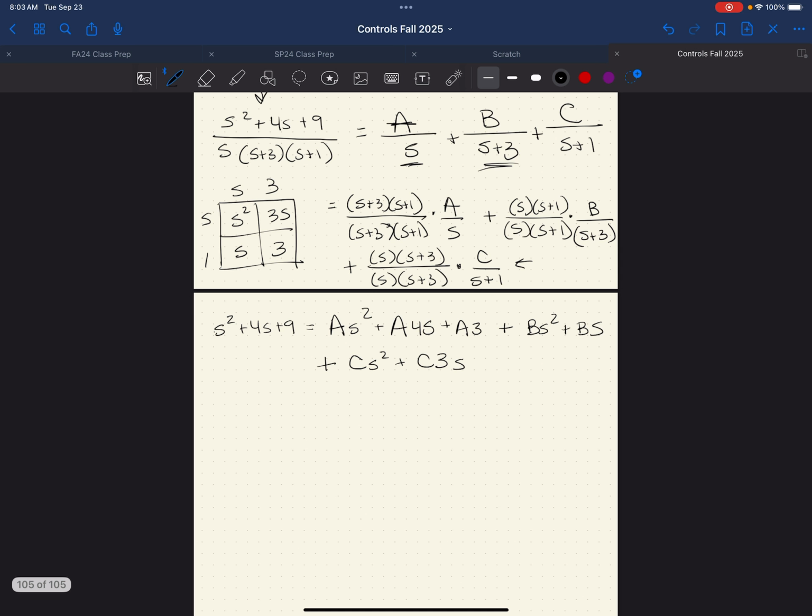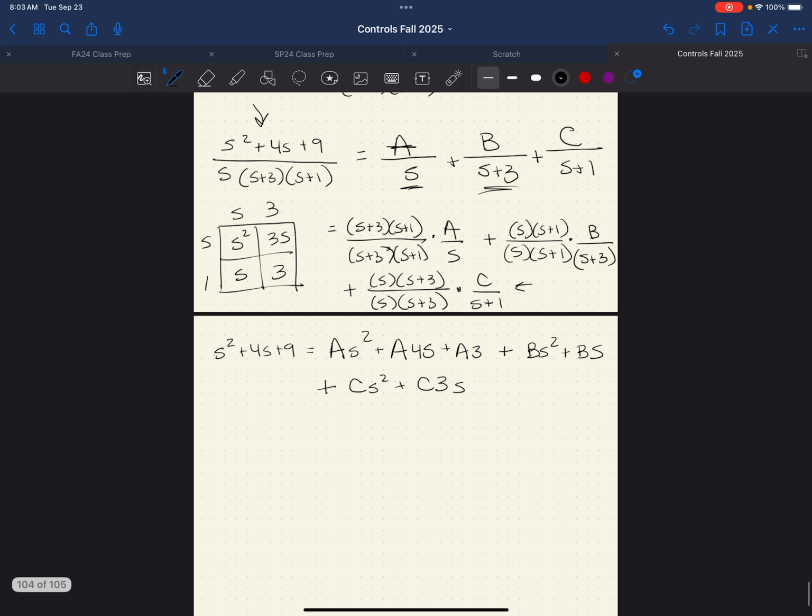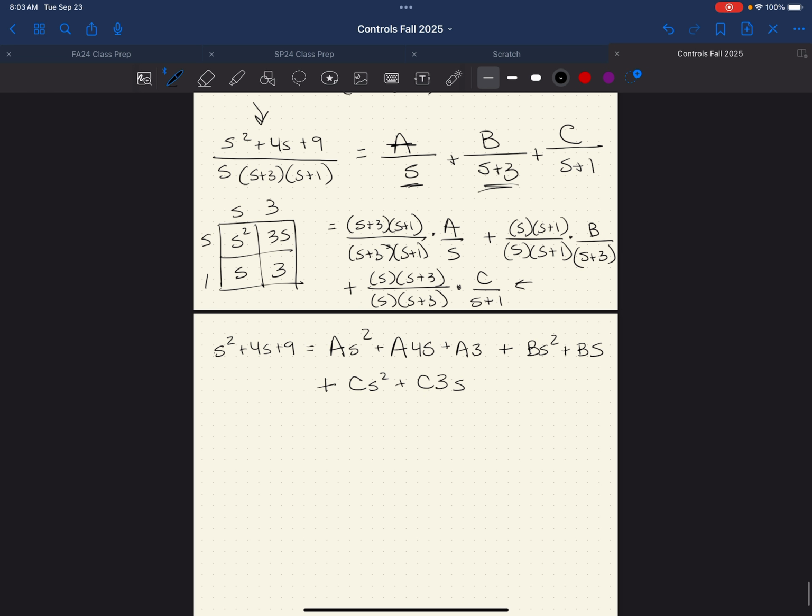Okay, now to figure out this A, B, and C, we need to recognize that in order for the left-hand side to be equal to the right-hand side, the coefficient of s squared on the left has to be equal to the coefficient of s squared on the right. The coefficient of s on the left has to be equal to the coefficient of s on the right, and the final constant on the left has to be equal to the final constant on the right. So I'm going to group these terms by the power of s on the right. So I'm just going to rearrange.